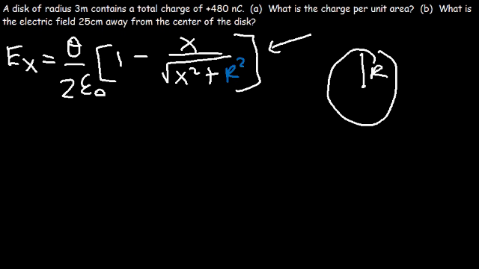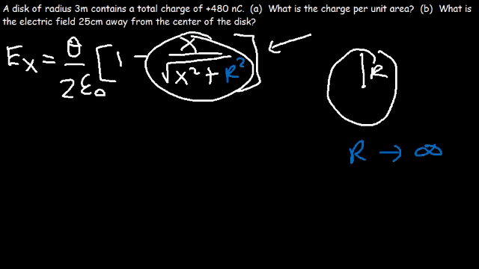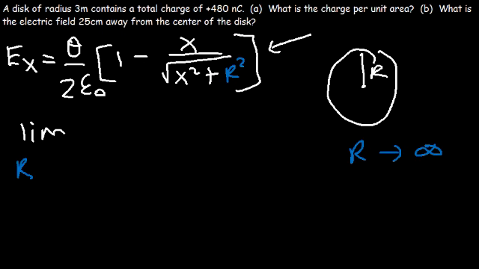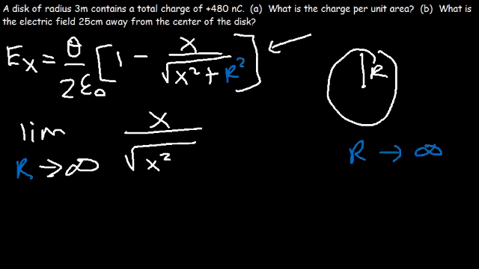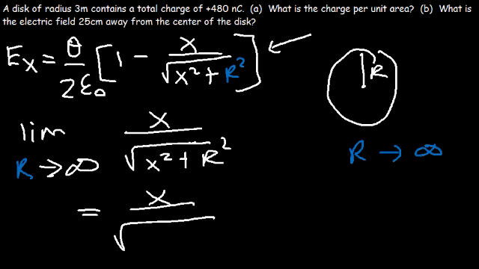As the disk becomes very, very large, we need to realize that r approaches infinity. So let's focus on this expression. What is the limit as r approaches infinity for the expression x divided by the square root of x squared plus r squared? Keep in mind, x is a constant. If we replace r with infinity, what's going to happen? We're going to have infinity squared.